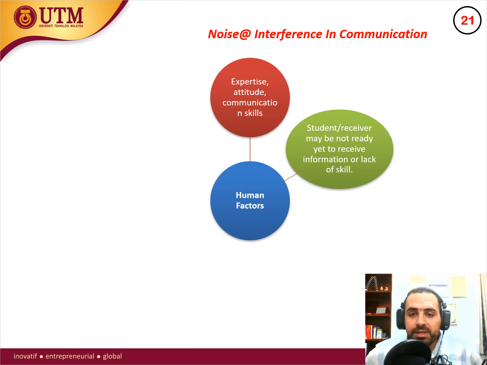And then the student receiver may not be ready yet to receive information, or may lack skills. For example, you have 30 or 40 students in your class. Not all of them are happy. Not all of them are ready to receive the information. Some of them are sad, some of them are sick. So you need to make sure all of them are ready to receive the information before you move on and start your lesson.